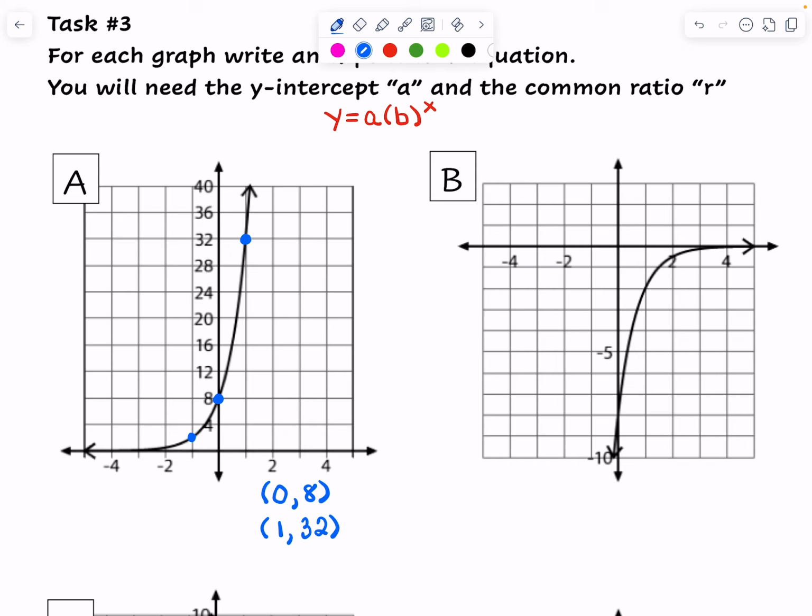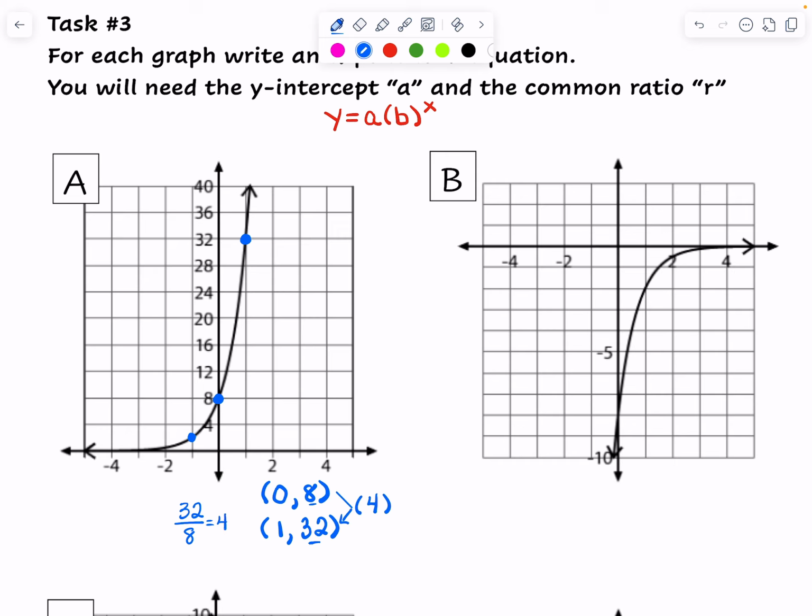Now with those 2 points, we're trying to find what are they multiplying by? How are they getting from 8 to 32? What's their, excuse me, their constant ratio? That is 4. Now to find that, we take 32 divided by 8. So you take any y value, so in our case it was 32, and you divide by the previous y value, which is 8, and that's where we get 4.